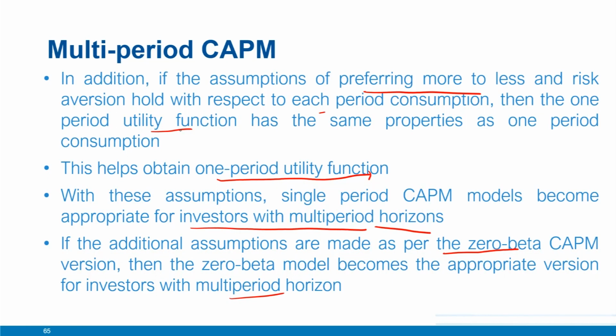To summarize, in this video we saw that we can adopt the single period utility maximization function to investors with multi-period horizons by making some simplifying assumptions related to consumption of goods, investment, and so on, and making them state independent. That is, they are state independent and known at the beginning. With these simplifying assumptions, the same single period CAPM, maybe the standard version or zero beta version of CAPM, can be adopted and extended to a multi-period version of CAPM.